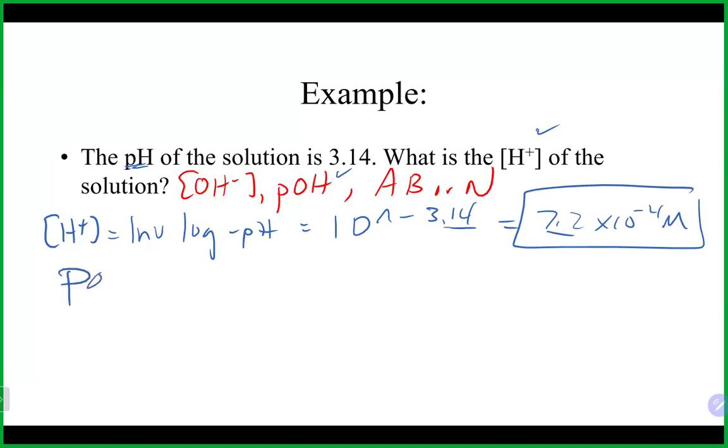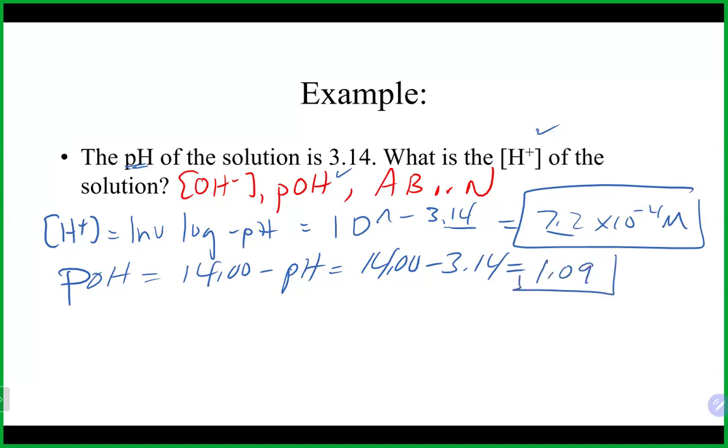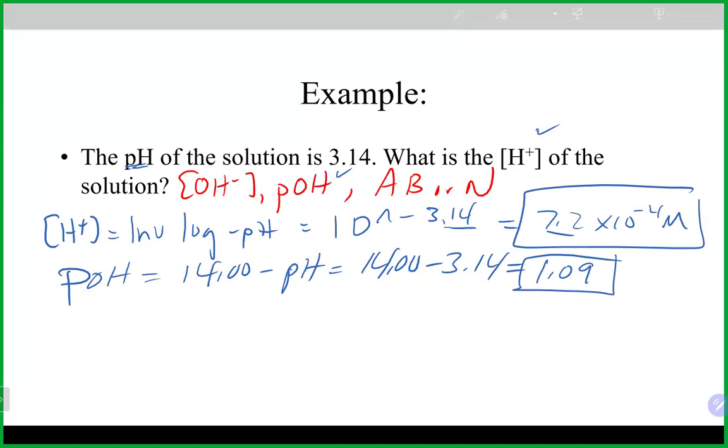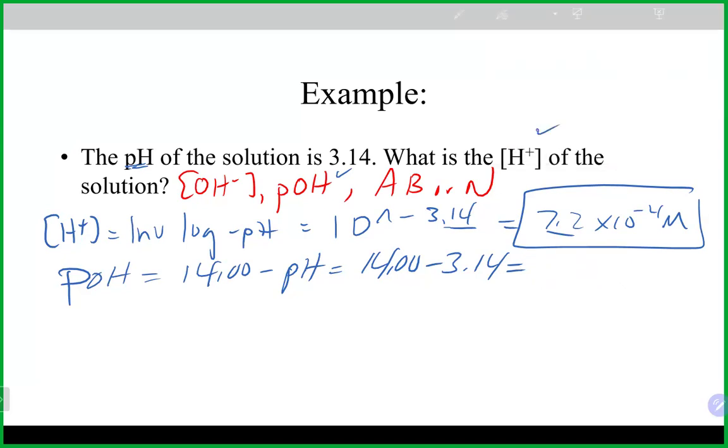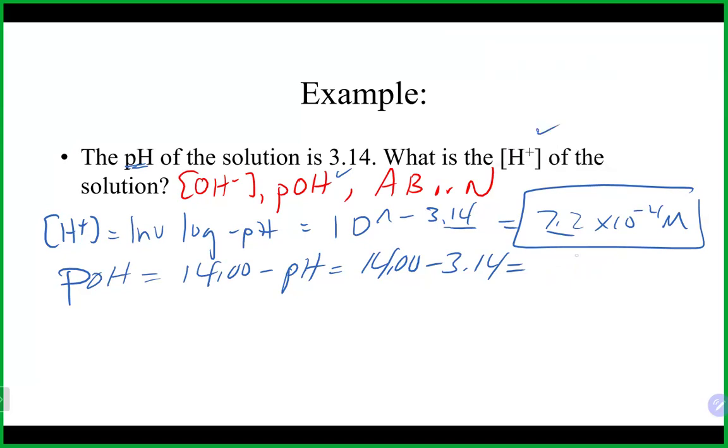I might as well get the pOH as well. pOH is going to be 14 minus the pH, which will be 14 minus 3.14. Going to give us a 10.86 looks like. I could read scientific notation maybe. Let's try that again. All right, so I got me some scientific notation here. 10.86 might be better. There we go.